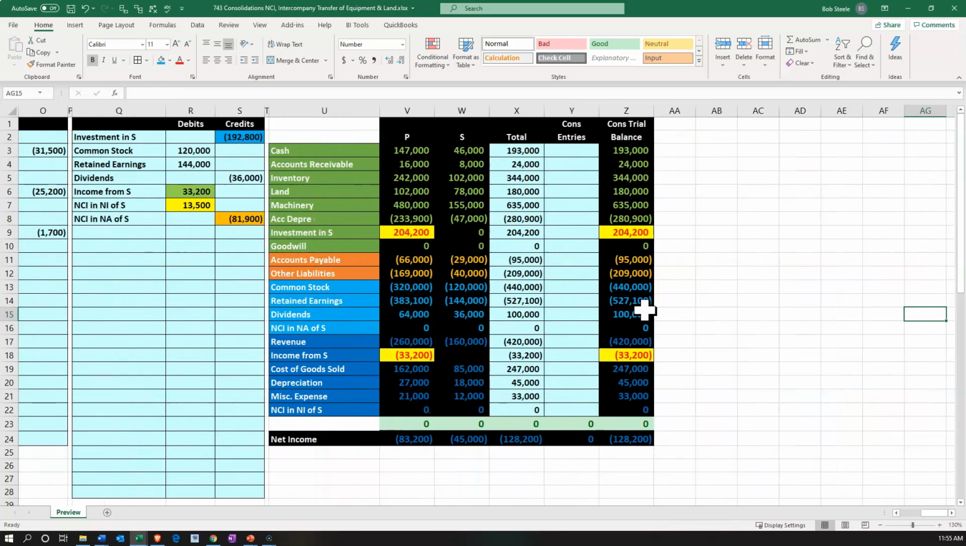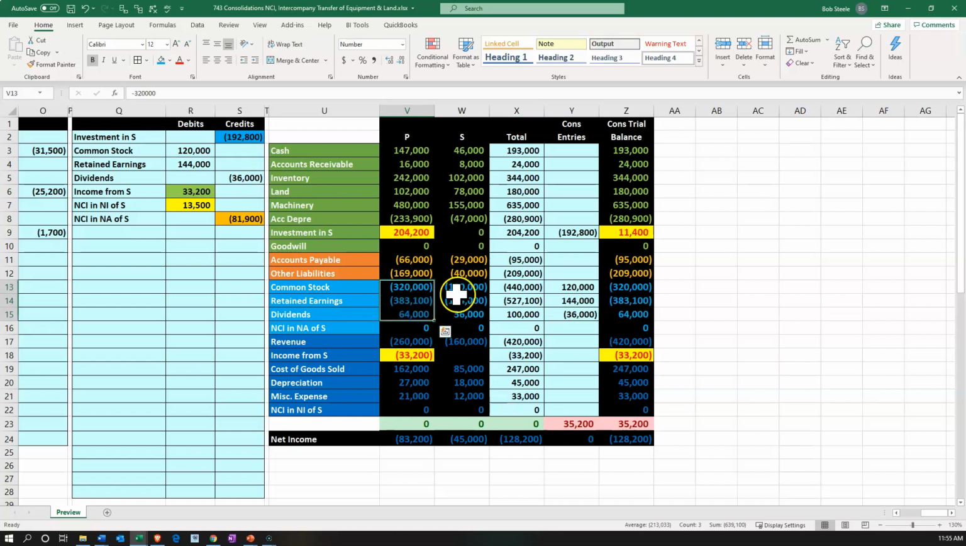So I'm going to go to the investment account over here. We're going to post this out. So we're posting this one here. We're going to say this equals the 192.8. Then we're going to go to the common stock. It equals 120,000. And then we're going to go to the retained earnings. It equals the 144,000. Then we're going to go to the dividends. It equals the 36,000. Note now that we have the parent equity section, in essence the subsidiary, adding them together. We then removed, in essence, the subsidiary, bringing us basically back to the parent.